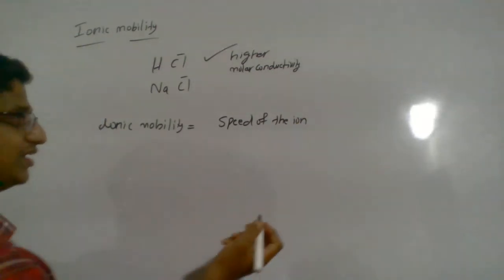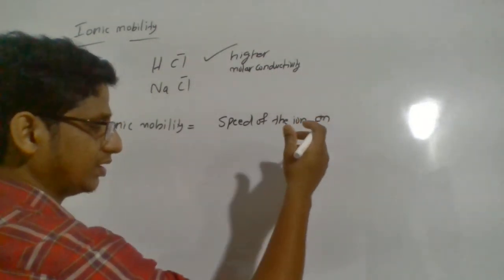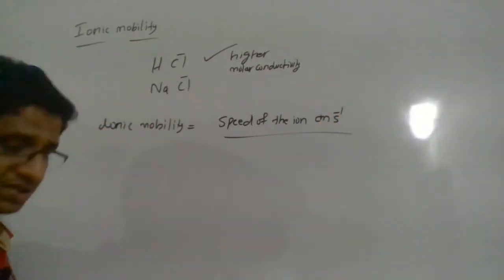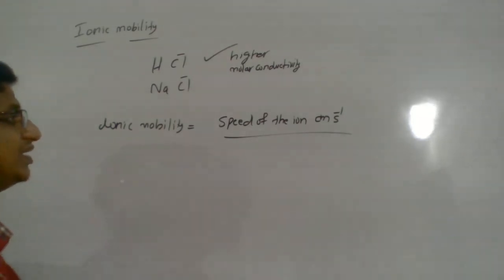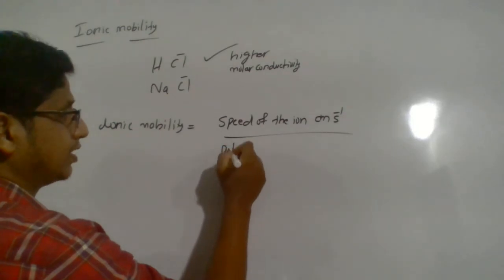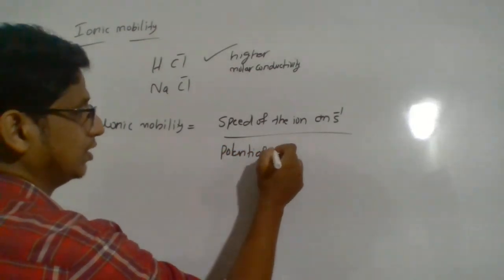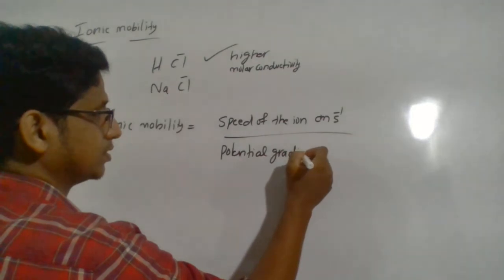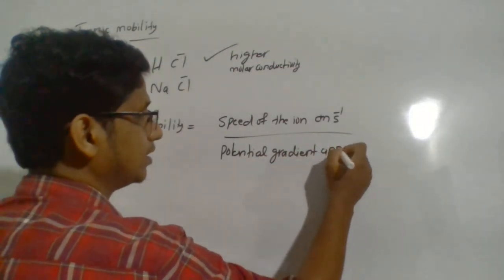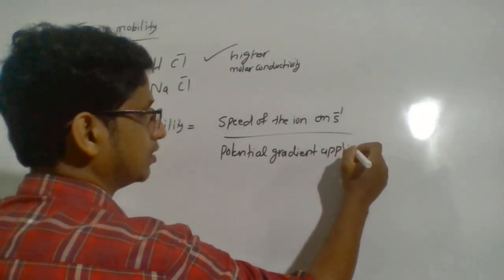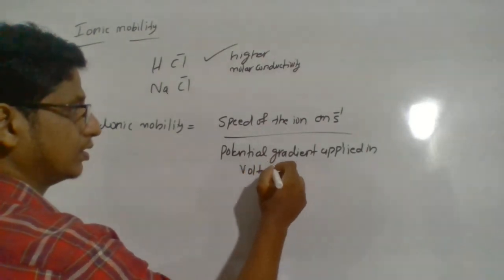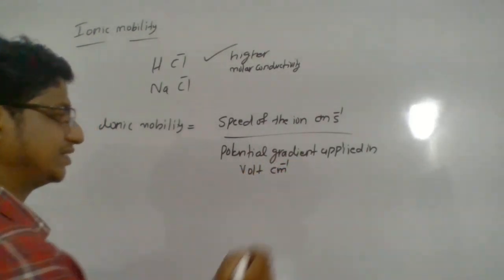Now we can express it either in centimeter per second or in meter per second, divided by the potential, since it is always proportional to the potential as well. So the potential gradient applied is in volt per centimeter.